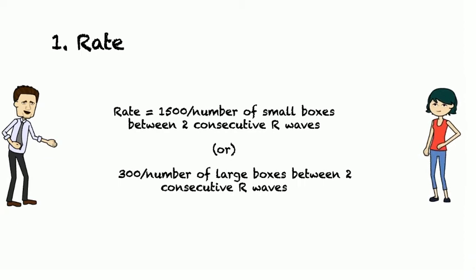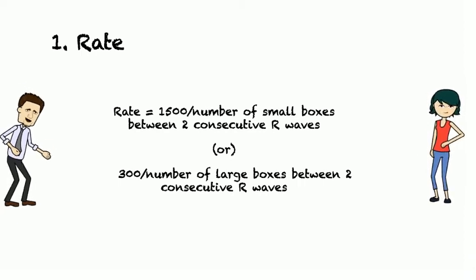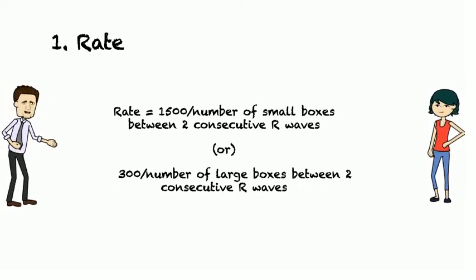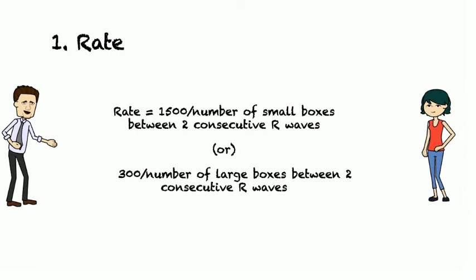Rate is calculated using the formula 1500 divided by the number of small boxes between 2 consecutive R waves, or 300 divided by the number of large boxes between 2 consecutive R waves in the ECG strip.